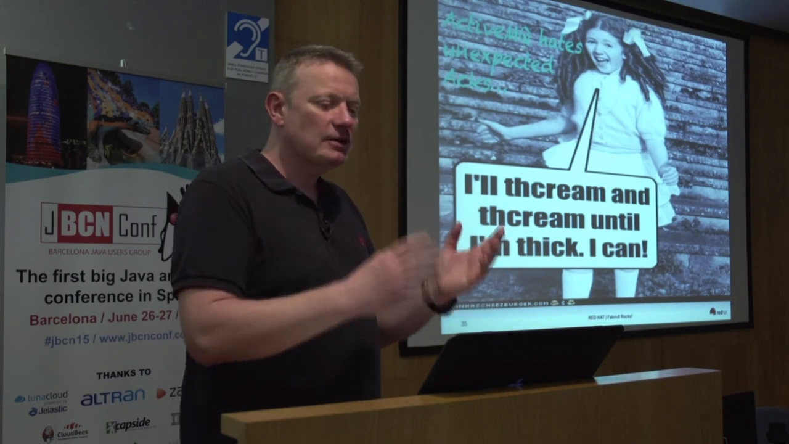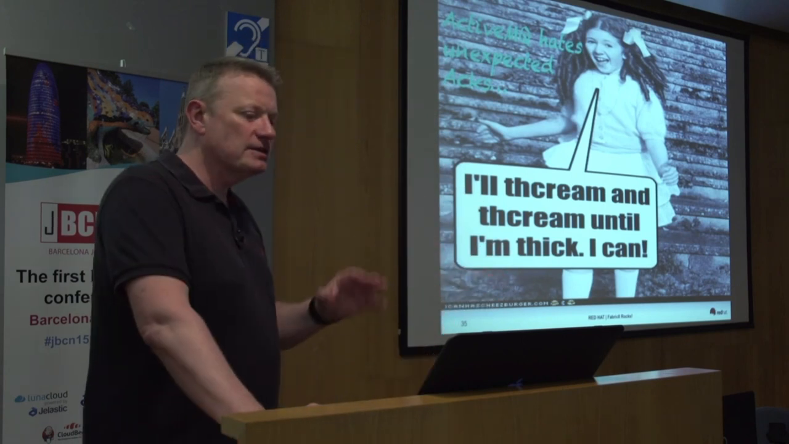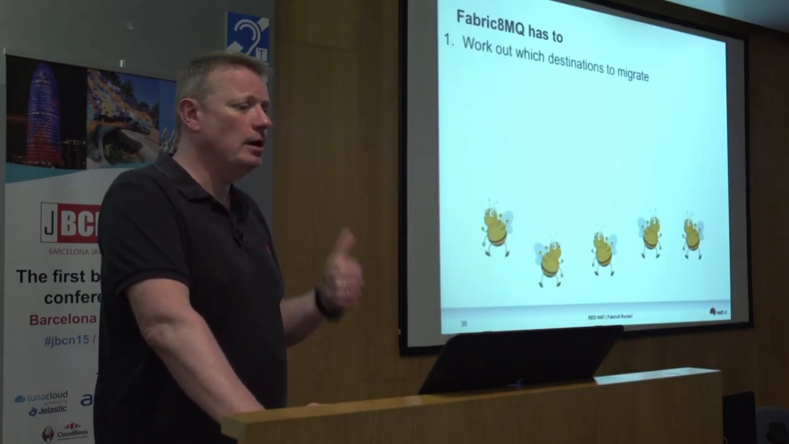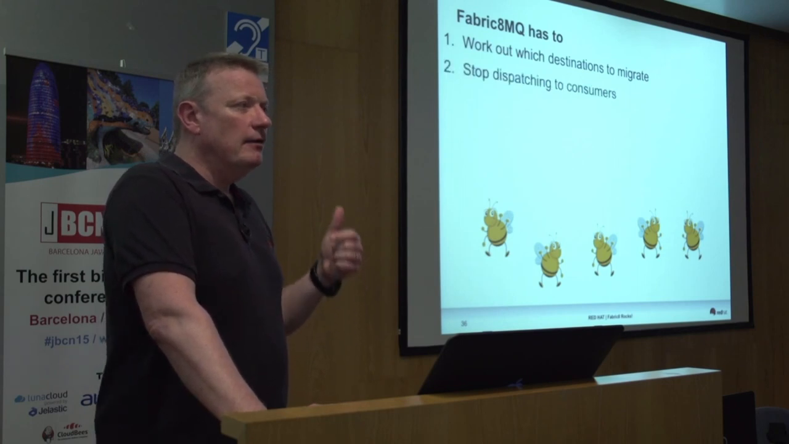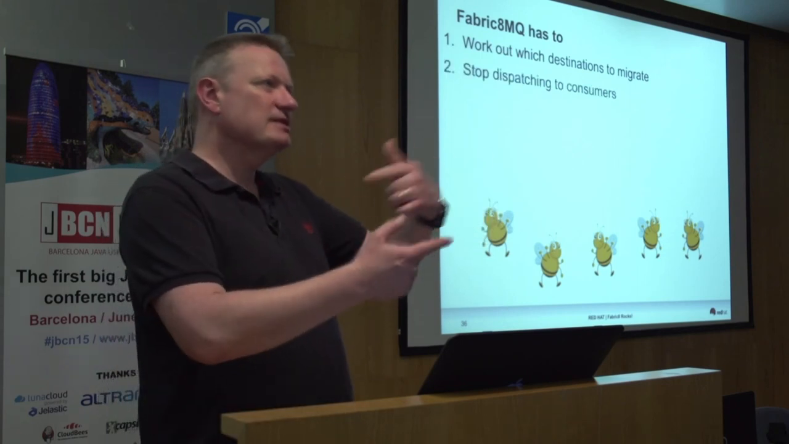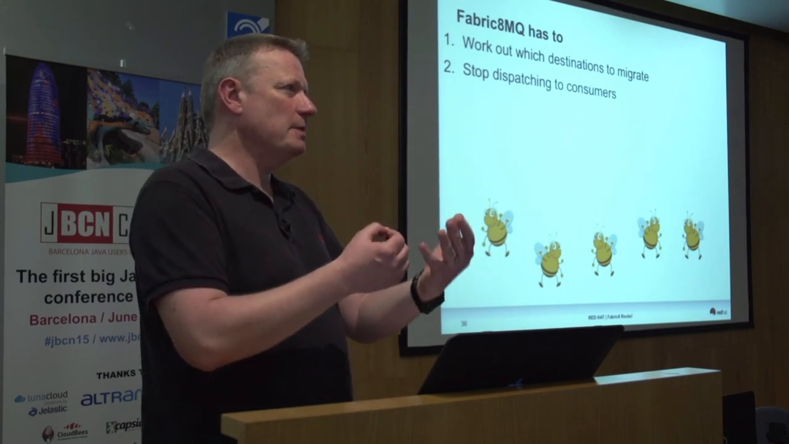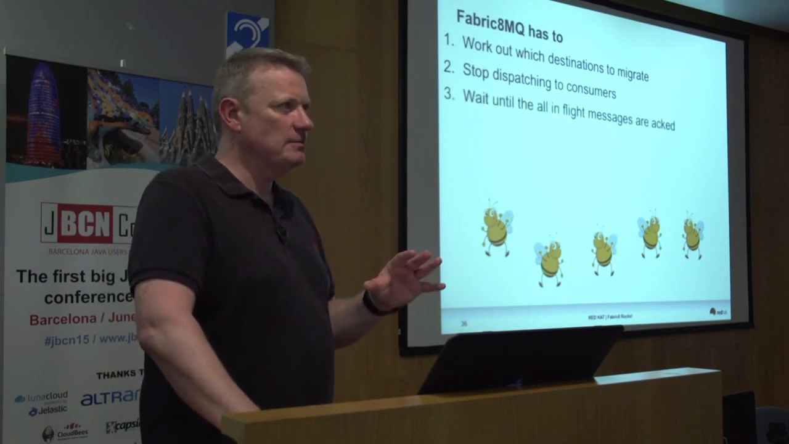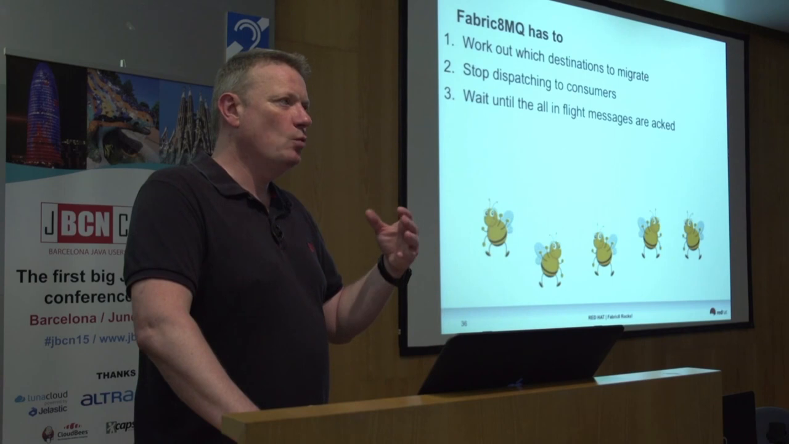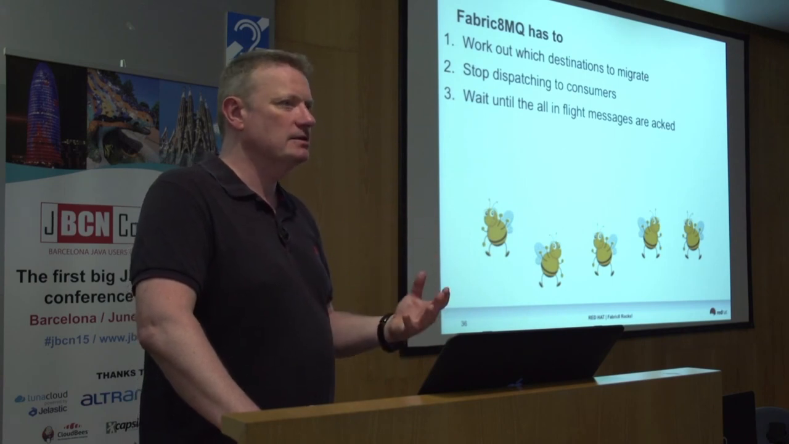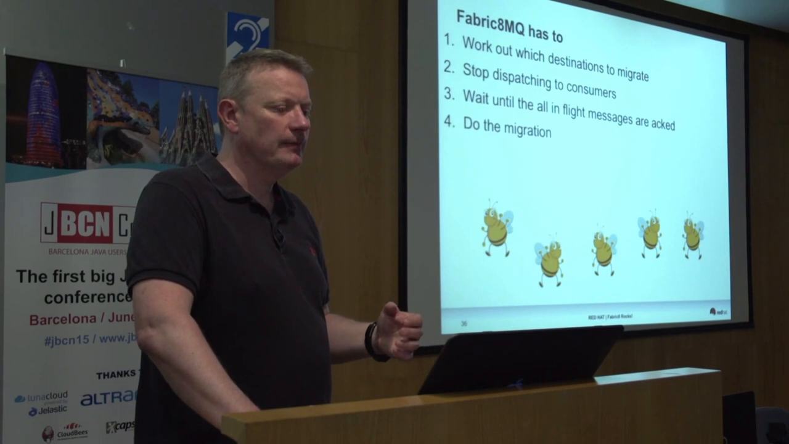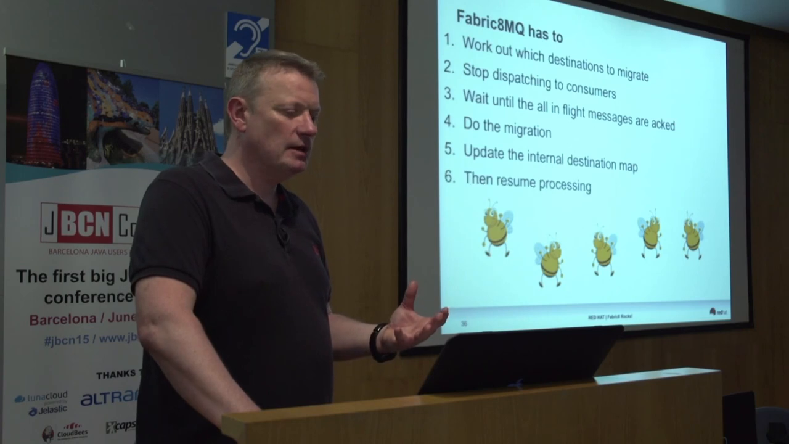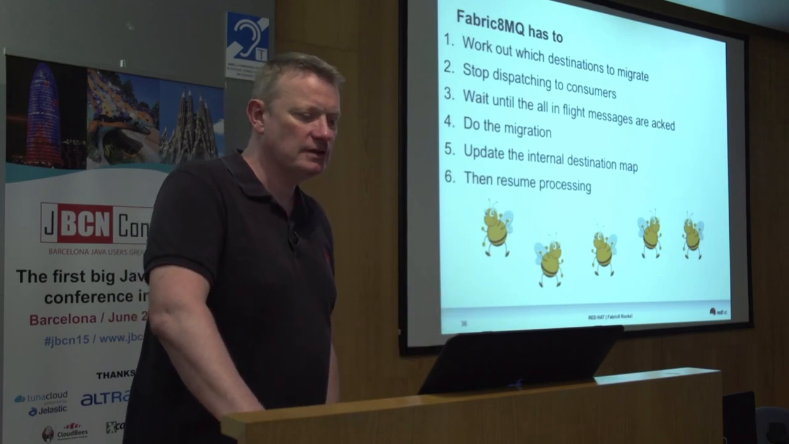So what you actually have to do when you start moving messages around, and this is what Fabric8 actually has to do, is first work out which destinations to migrate. And then it has to stop the dispatching. All the message routing is going through Fabric8MQ, so it can stop dispatching messages to the consumers on those destinations, and then wait for all those messages which are in flight to be acknowledged by the consumer. Then it will do the migration of the queue. It will update its internal destination map, and then it will resume processing.